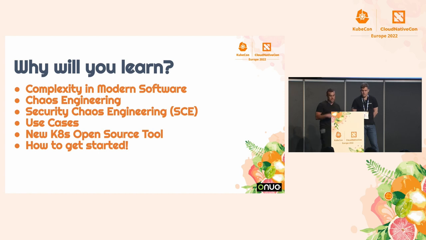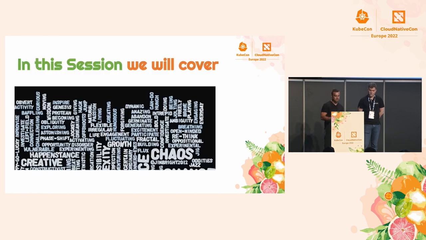So what are we gonna talk about? Today we're gonna talk about the nature of complexity in modern software. We're gonna talk about chaos engineering and its application to security. We're going to talk about use cases, we're going to give a demo of Kulkovas, as well as how to get started and how to start applying these concepts when you get back home.